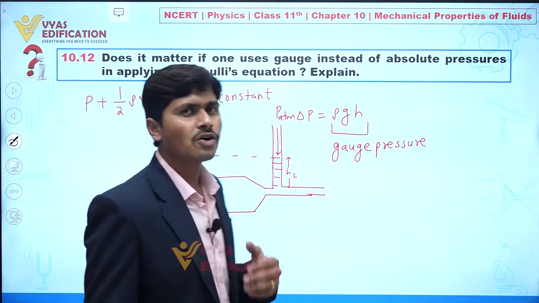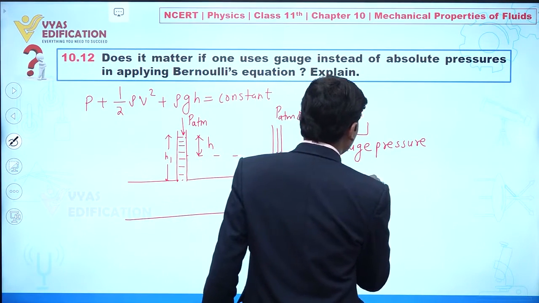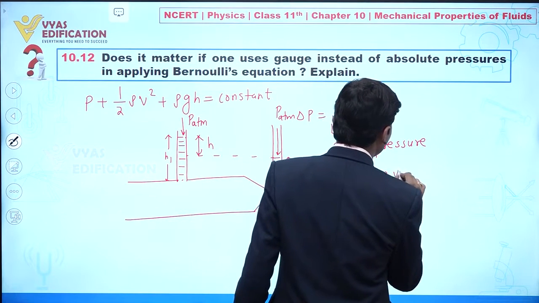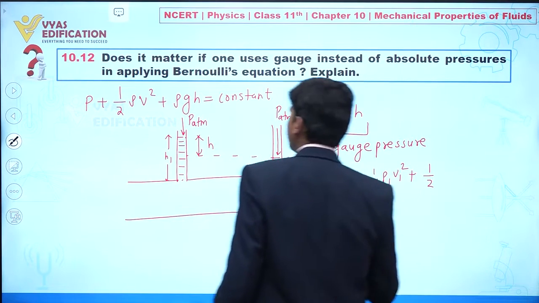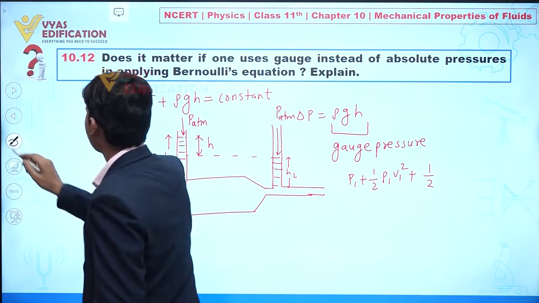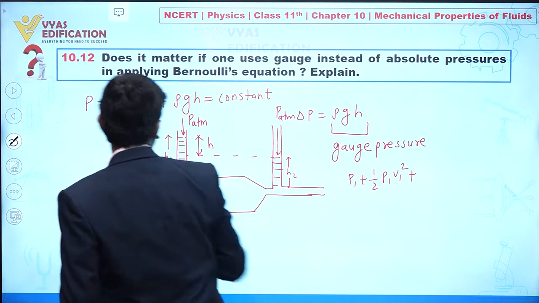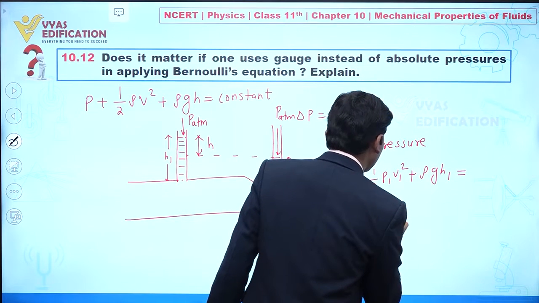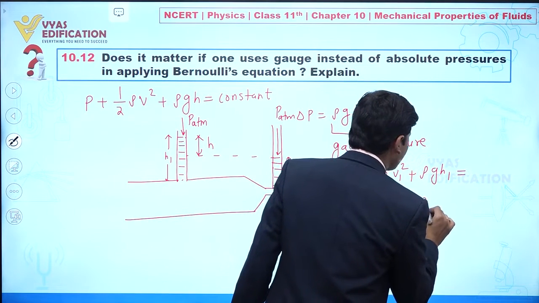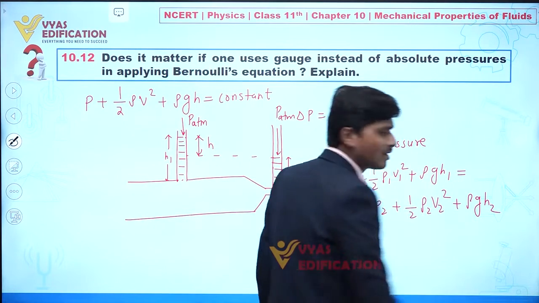Clear? Or you can also understand this thing like this. Let's suppose I am writing this equation here: P1 plus 1 by 2 rho V1 square plus rho gh1, this is equal to P2 plus 1 by 2 rho V2 square plus rho gh2. Clear to you?